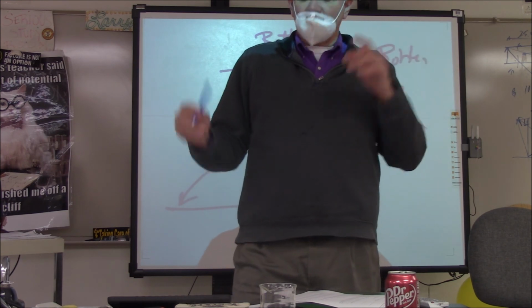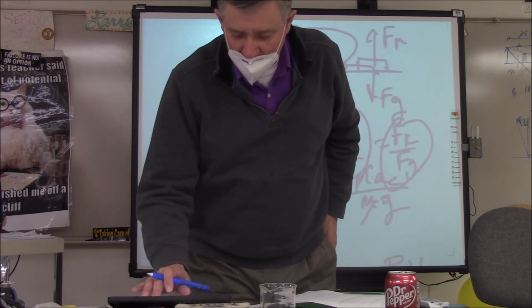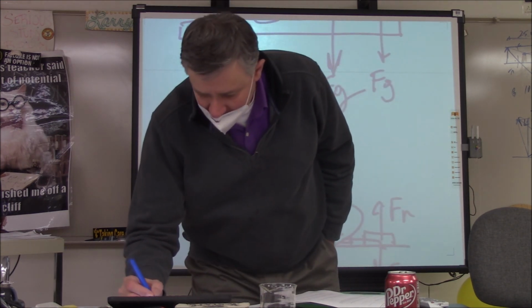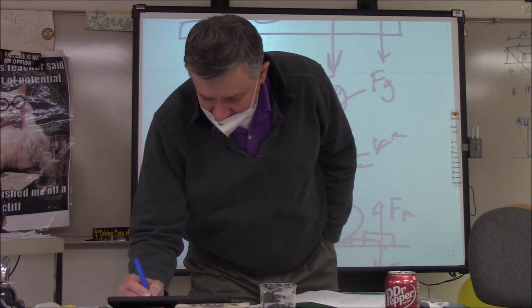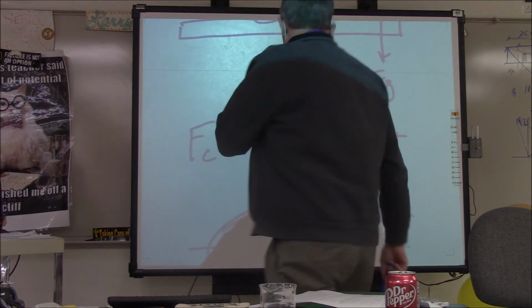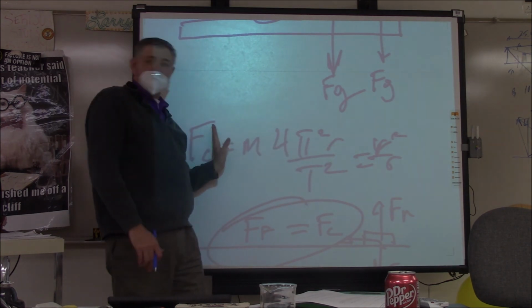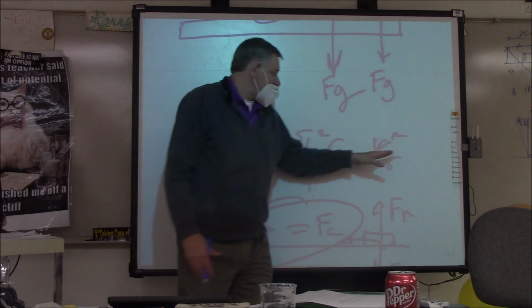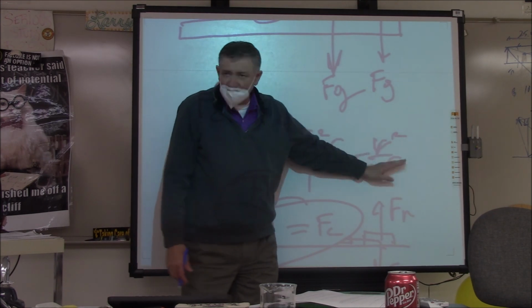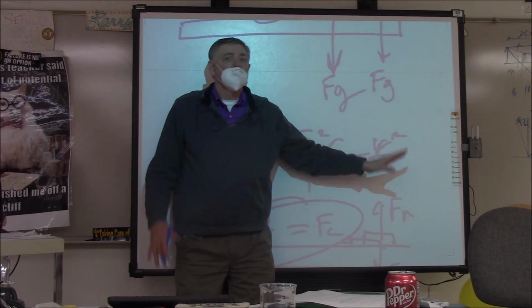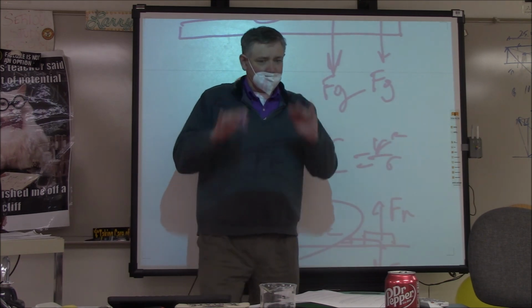So if you're trying to figure out which one to use, if you're just given radius and period, just use this to find centripetal force. If you have the velocity, just use mv squared over r. Okay? All right, I'm done. You're on your own.